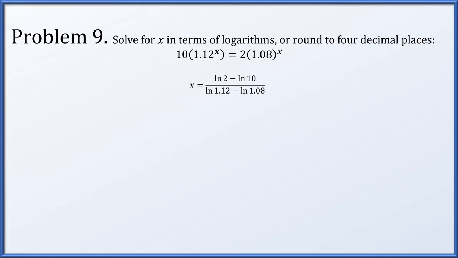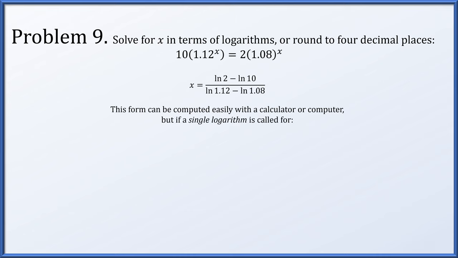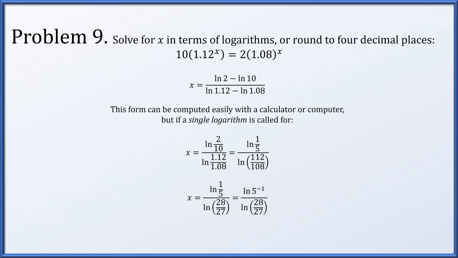Since we've got this far, we can optionally simplify. It can also be computed pretty easily with a calculator or computer. If a single logarithm is specifically asked for, we can combine these things. So in the numerator, log 2 minus log 10, I can call log 2 over 10, and log 1.12 minus log 1.08, we can call log of 1.12 divided by 1.08. Just some fractional simplification there. We can call this now log of 1/5 divided by log of 28 over 27.